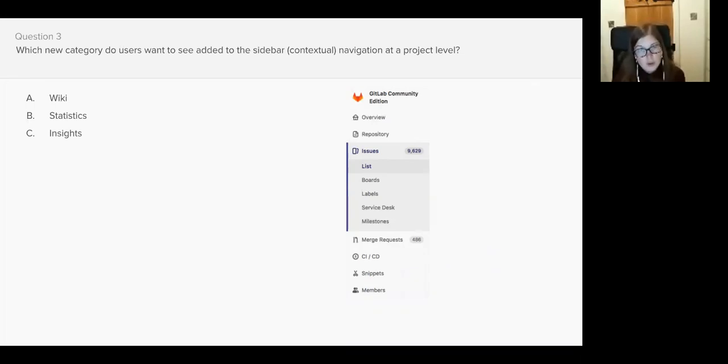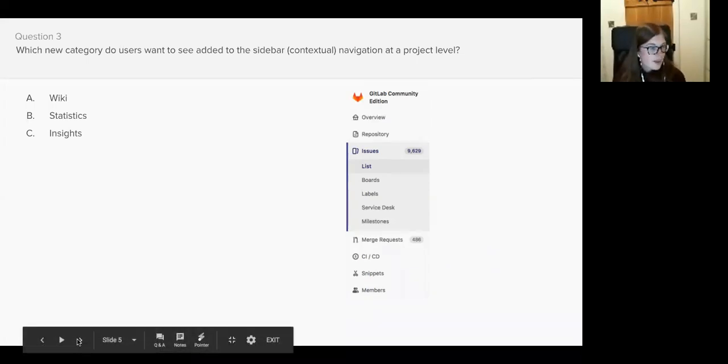58% of users who took part in the card sort liked a new category called statistics added to the sidebar. And some of the items they would like to see within this category include activity, cycle analytics, contributors, members, and charts. So my last question for today.